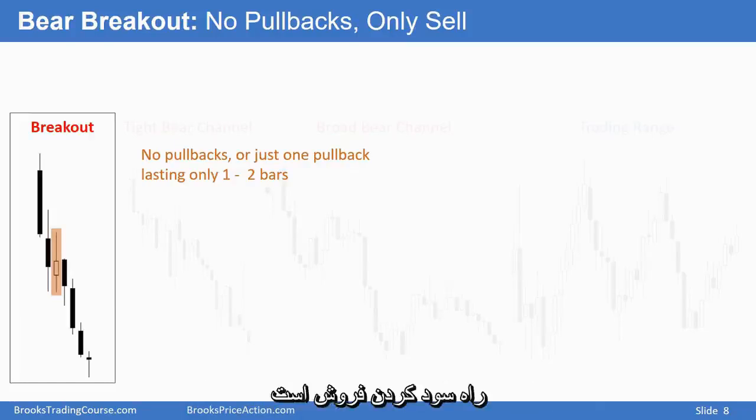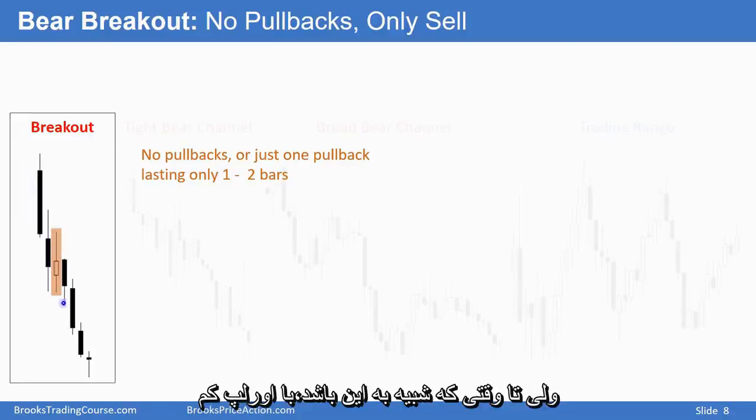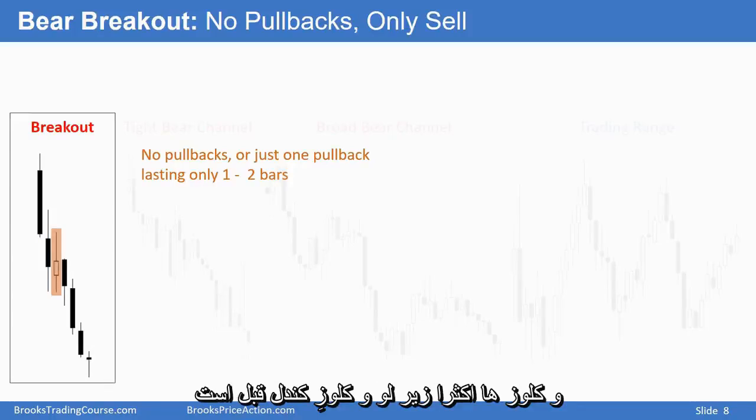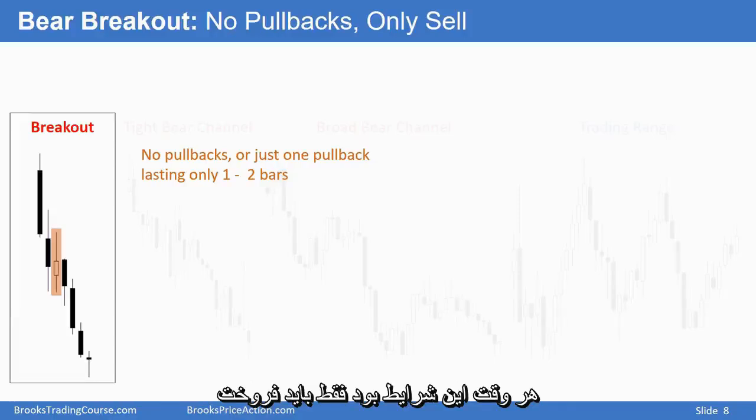The only way to make money is sell. Sometimes you'll get an occasional bull bar. Sometimes you get maybe a 1-bar pullback. But as long as it's looking mostly like this with very little overlap, every bar having a low below the low of the prior bar, a high below the high of the prior bar, closes mostly below the close and lows of the prior bar, anytime you see that, it's better only to sell.